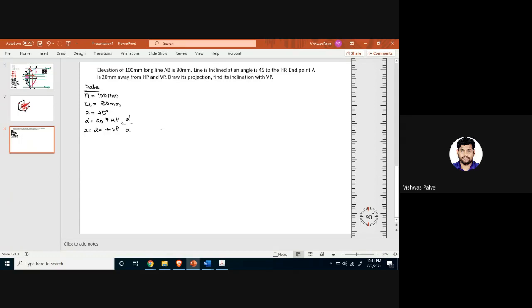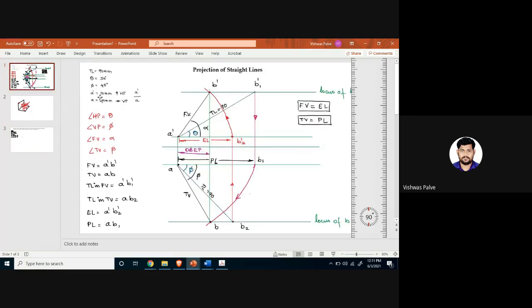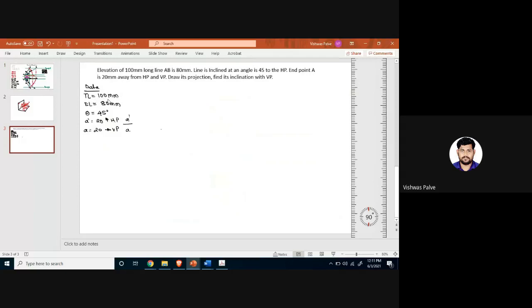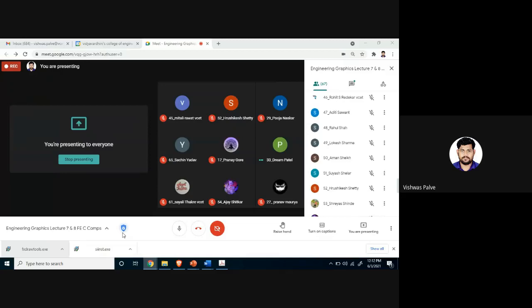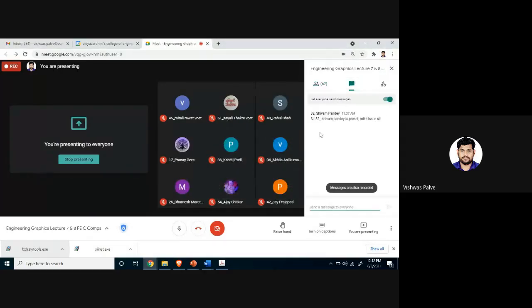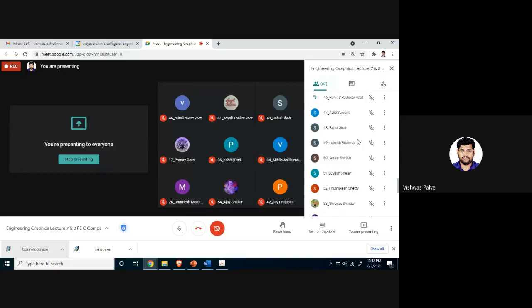Okay, but if you see the problem in the previous question, what was the data given? It was true length, theta was given, phi was given, and A dash condition is given. But in this problem, what is the condition given? True length is given, elevation length is given. Okay, instead of true length, instead of phi angle, they have changed the terminology. Okay, they have given the elevation length. Now let us use these terms and start drawing the problem. Okay, is it very fast or very slow? Let me take the feedback first. Few questions. Is there any difficulty in understanding the concept?